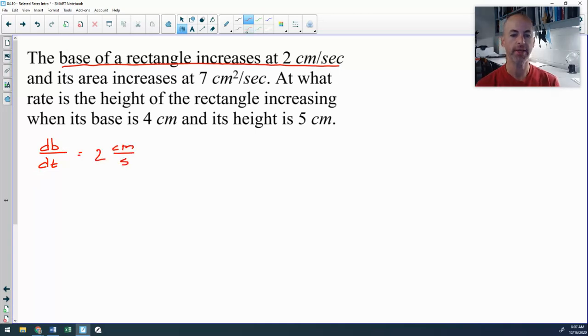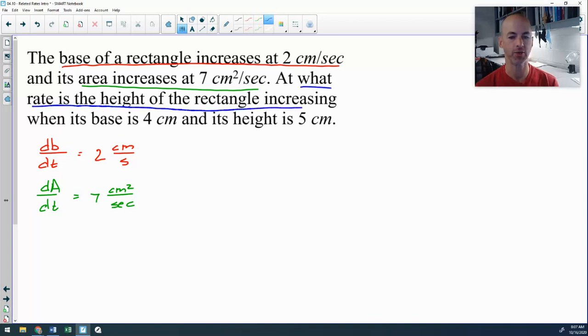Its area increases at 7 centimeters squared per second. So again, I'm going to take that out of a sentence, and I want to write that in math language. It's a lot easier to process if you get things out of sentences and into math language. Here's the question. At what rate is the height increasing? So we're trying to find dH dt. There's my question. When the base is 4 and the height is 5. So we're looking at a point in time when base is 4 centimeters and the height is 5 centimeters.